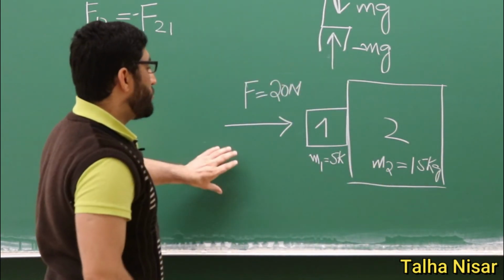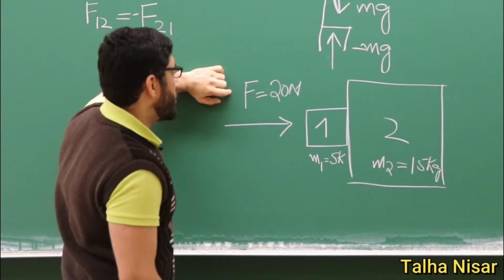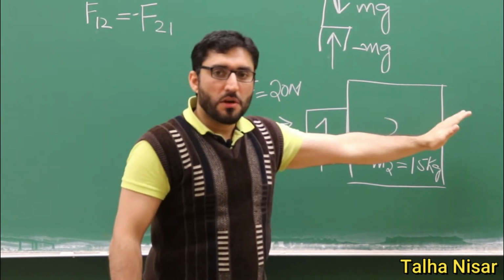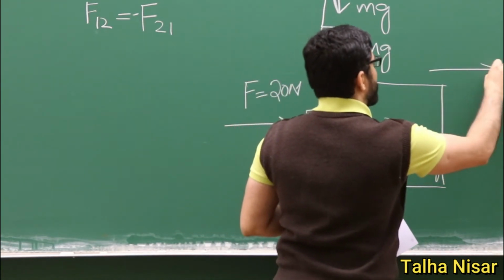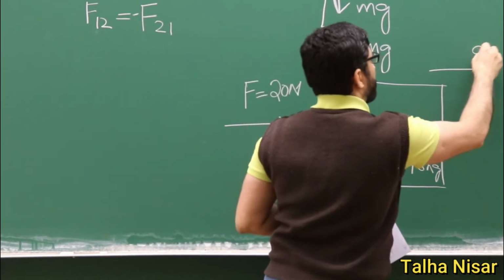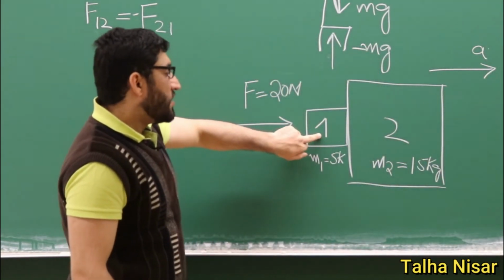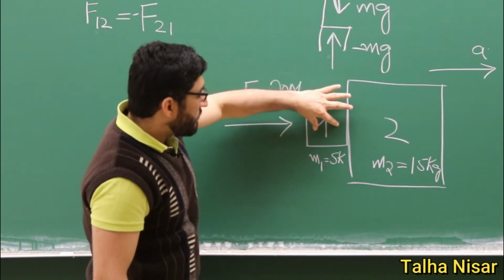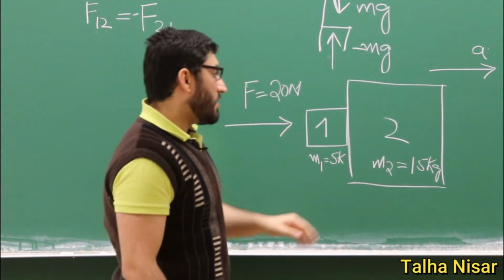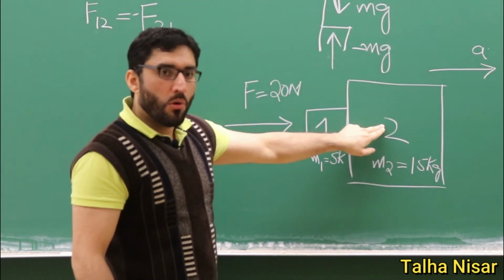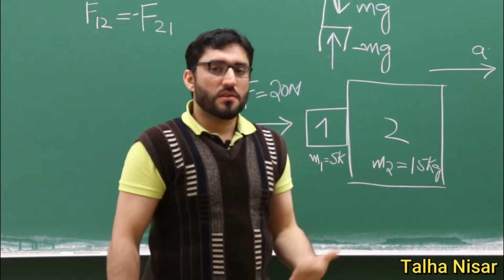Now we want to know how much acceleration will be produced because of this force. If we apply a force in this direction, according to Newton's second law there must be an acceleration in the same direction as the force. We can also see that there are two objects. So object 1 will apply a force on object 2 to accelerate it in this direction. But object 2 will also apply a force on object 1. So we will try to calculate those forces as well.